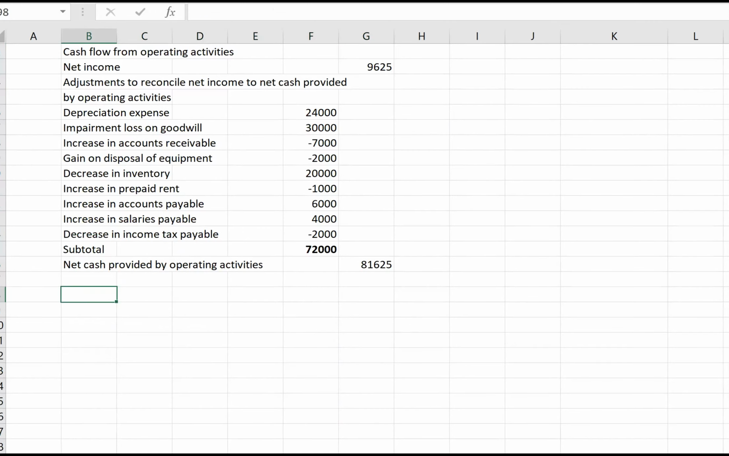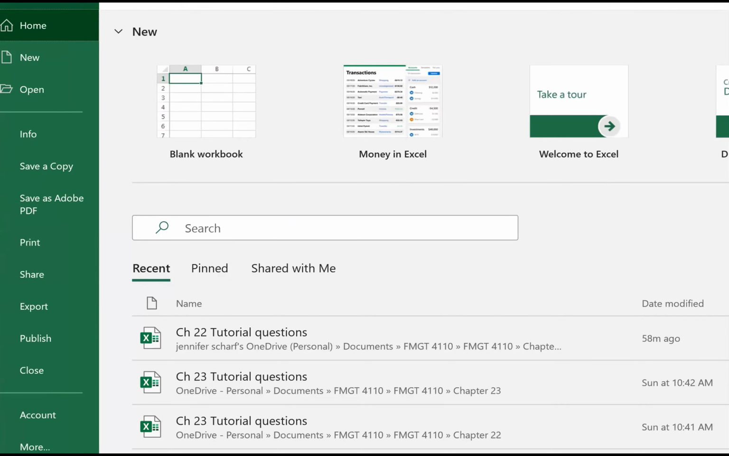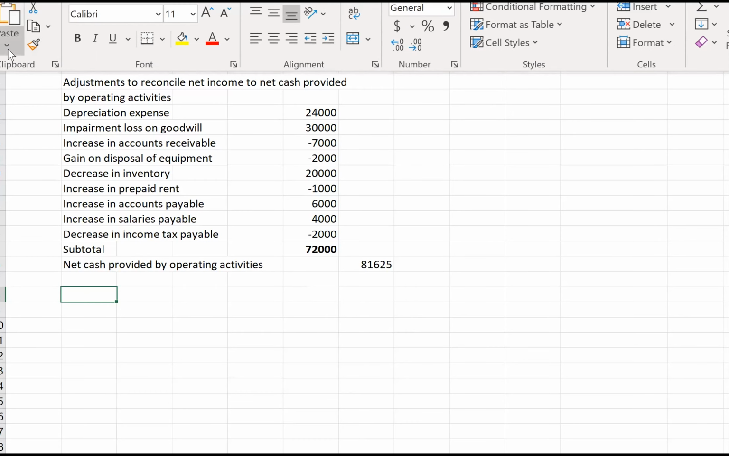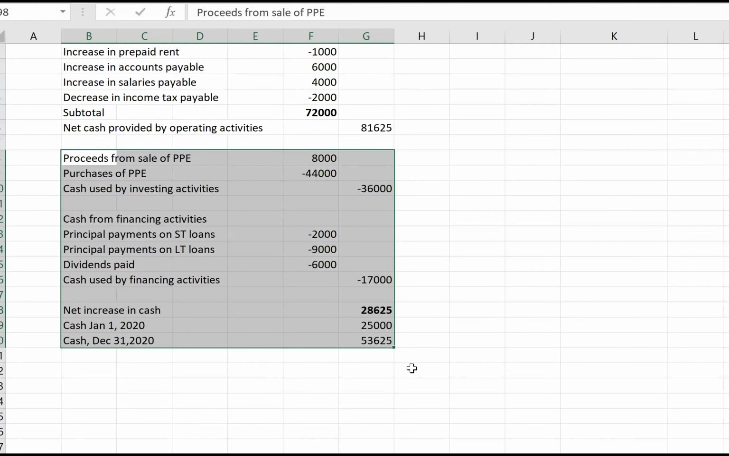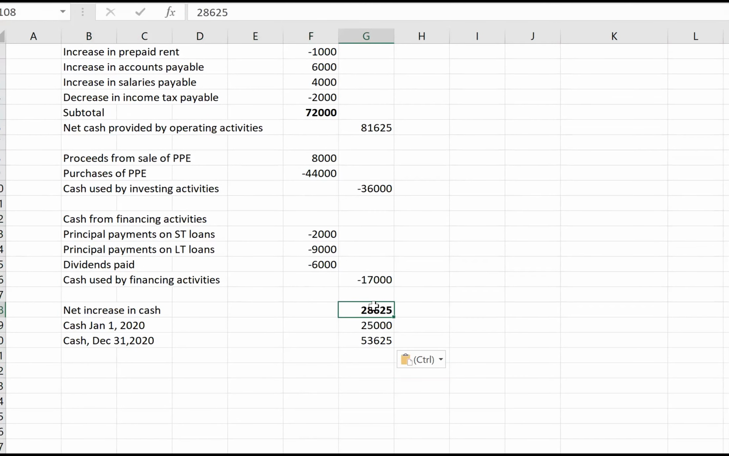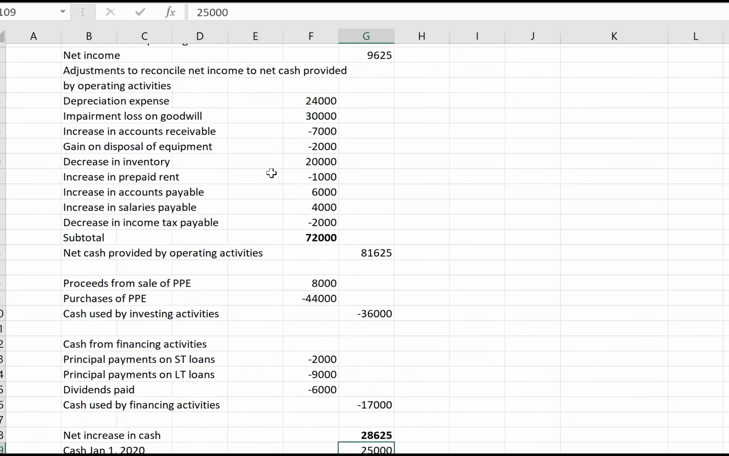So let's just put this in. One second. I'm just going to paste values in case any of my formulas get mixed up. So there you go. So then all the other sections would be the same. Of course the net increase in cash would be the same because these numbers are the same as above. So there's no changes to any other sections using the direct or indirect method other than operating activities. And so you can see how different the operating activities section is.